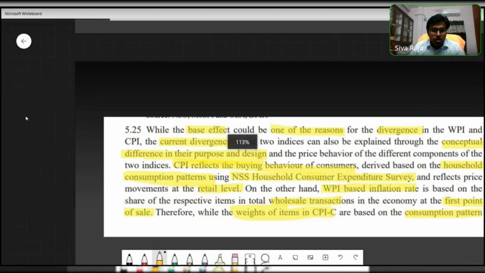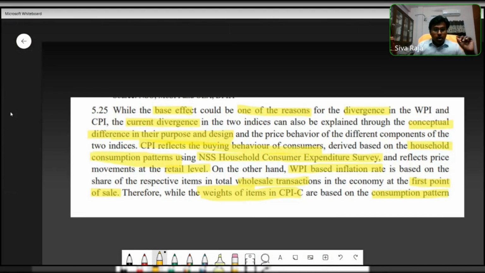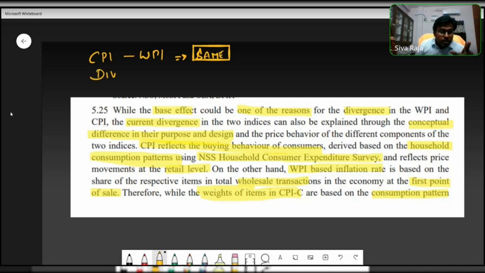See, from the above discussion, what you have to conclude is that CPI and WPI need not always be the same. Both are inflation, but I have shown you that there is a divergence. Why is there a divergence? UPSC will simply ask this. They will say both will go up and down together. No, there will be a divergence. Why? There are multiple reasons.